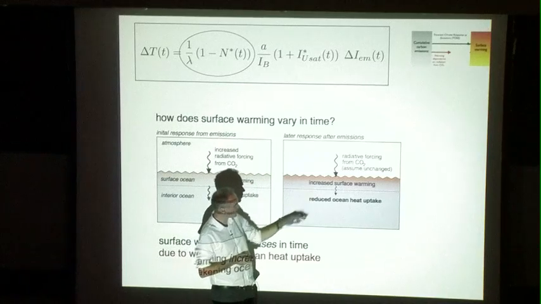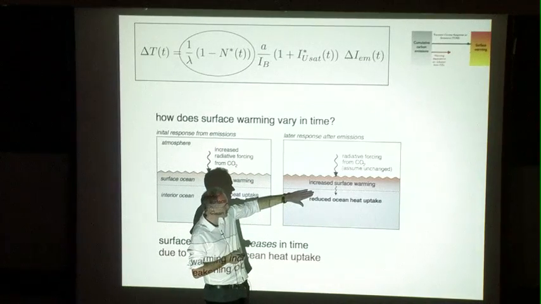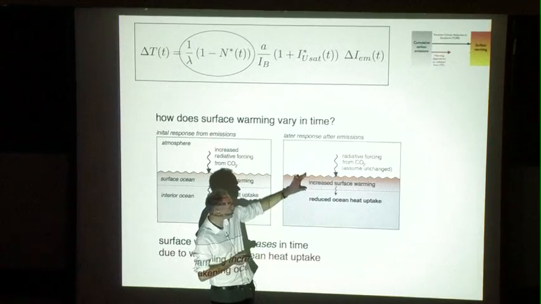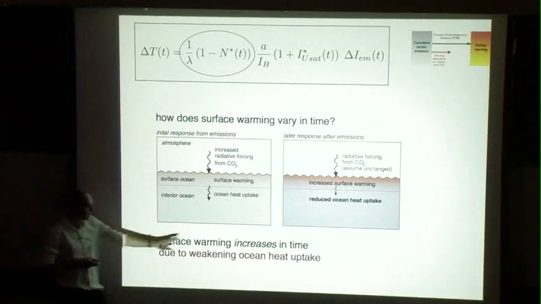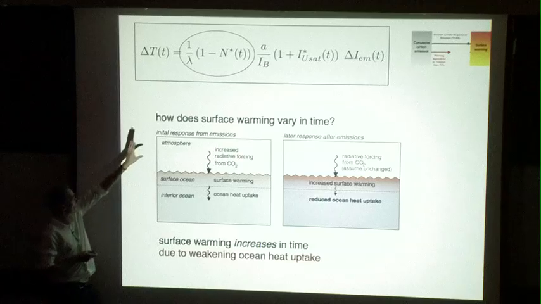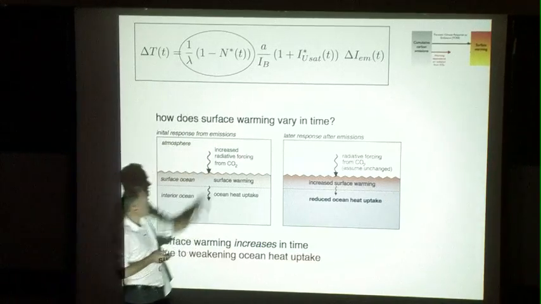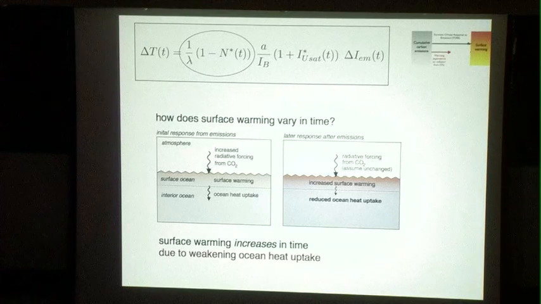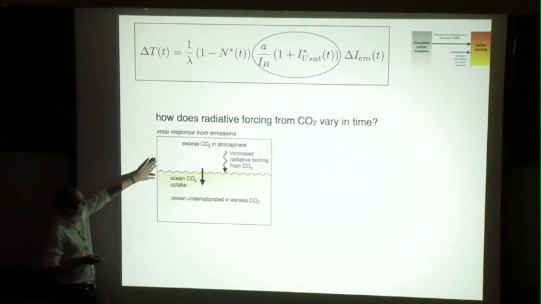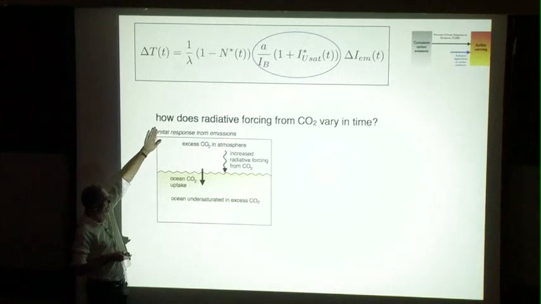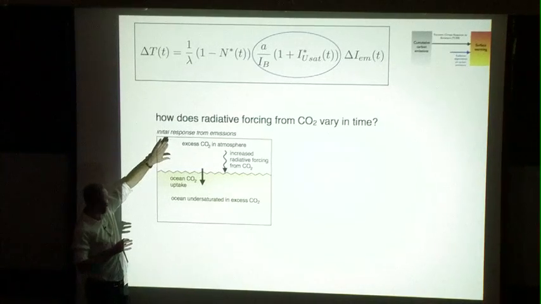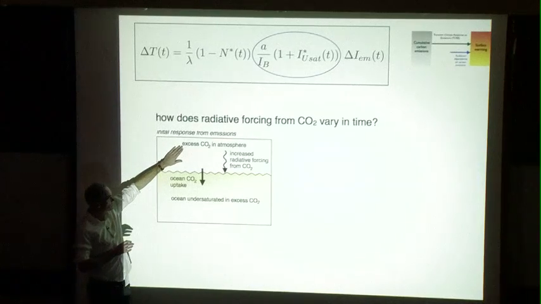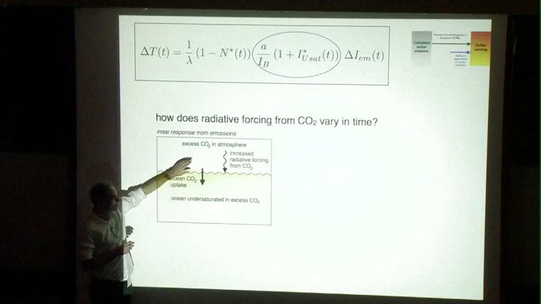As we progress forward in time, and that heat uptake reduces for the same fixed radiative forcing, that warming will increase in time. So the surface warming increases, this term here, circled in red, increases in time as the ocean heat uptake weakens. If I move to this second term, how does the radiative forcing from CO2 vary? Initially, if we've emitted a load of carbon, we've got a large excess of CO2 in the atmosphere, leading to a large amount of radiative forcing.